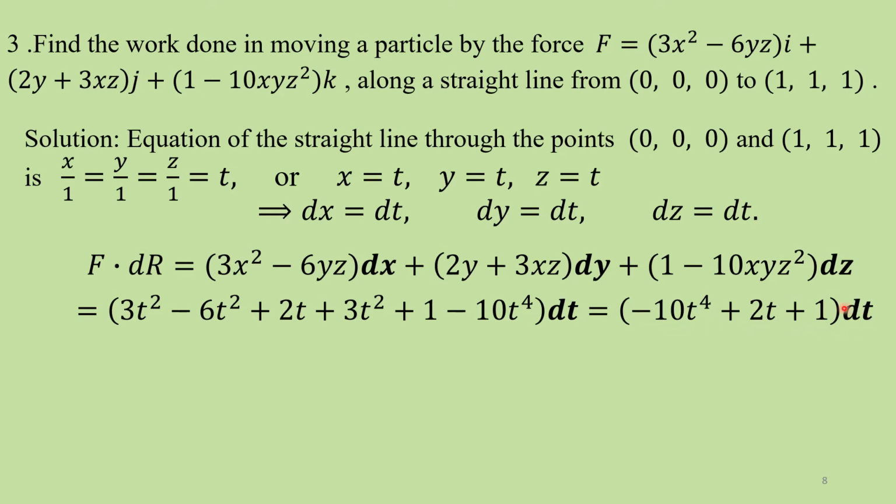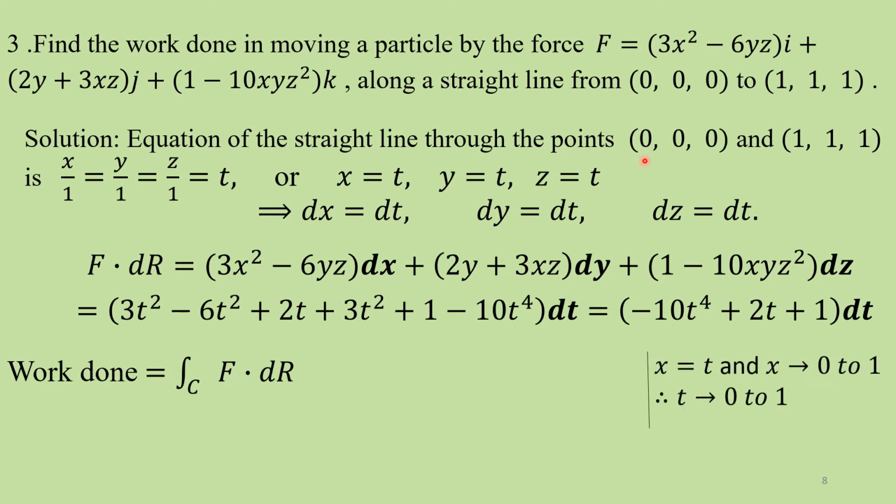So we can now say the dot product between f and dr is nothing but a function of t. So we have to integrate with respect to t, meaning the corresponding limit for t I want. So where x equal to t and x varies from 0 to 1, I can say t also varies from 0 to 1. So work done is nothing but the line integral of f along c. Now f dot dr is minus 10t⁴ plus 2t plus 1. So integrate with respect to t between the limit t equal to 0 to 1.